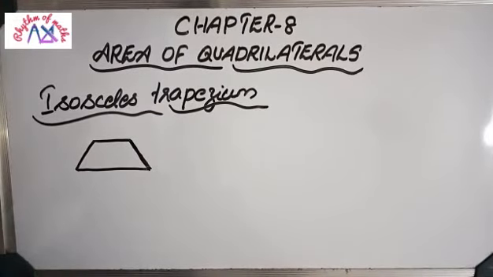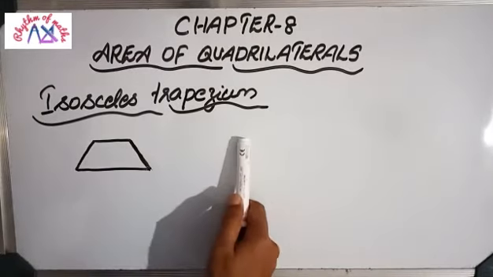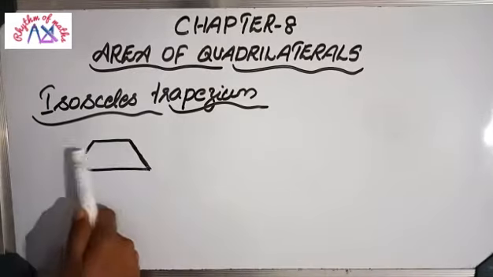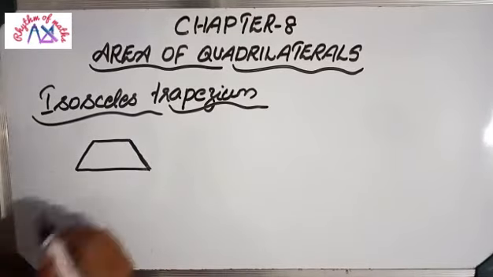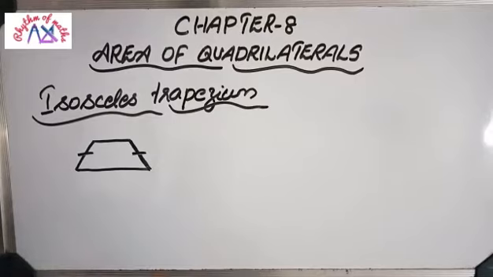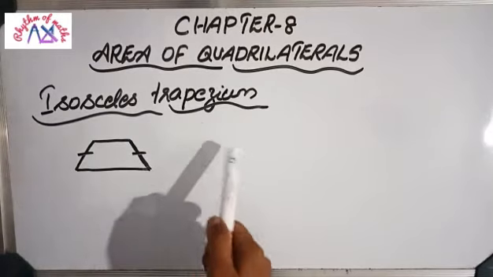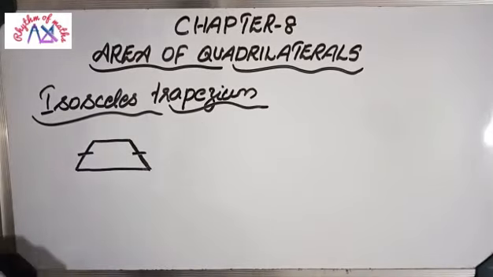Isosceles trapezium. Okay, trapezium and isosceles trapezium. Its features we already learned in the chapter construction of quadrilateral. In that chapter we learned the specialities of isosceles trapezium and trapezium. Anyway, I am explaining once more. Isosceles trapezium means two sides will be equal, that means the non-parallel sides will be equal. That type of trapezium is known as isosceles trapezium.